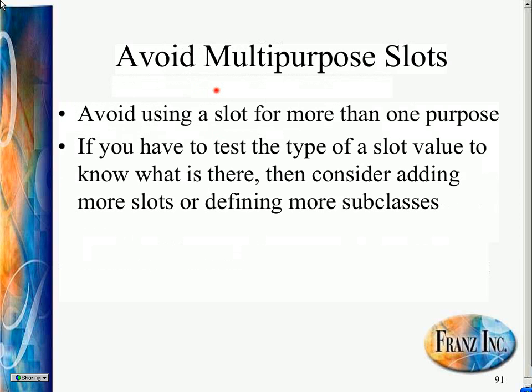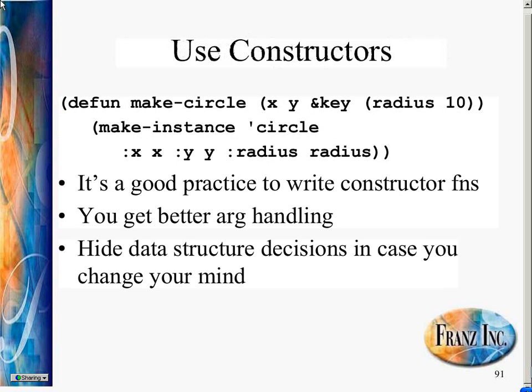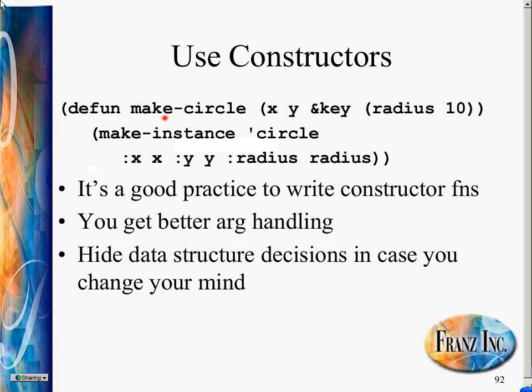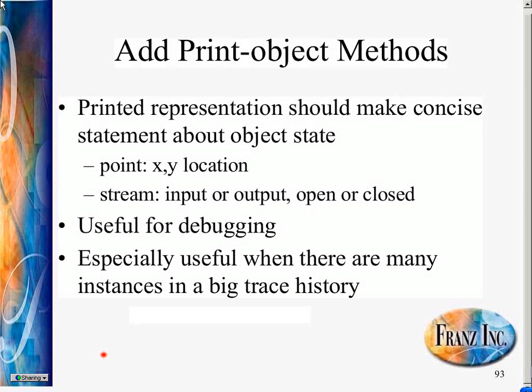I don't have an example of this, but if you find that you've defined a slot and you're spending a lot of time looking at the value in the slot, trying to figure out what it is, and then changing your behavior depending on what the value of the slot is, probably you need more classes. Constructors: don't get your users to call make-instance. Make a constructor function, typically called make and then the class name. And again, hide your data structure decisions. It makes it easy to change.